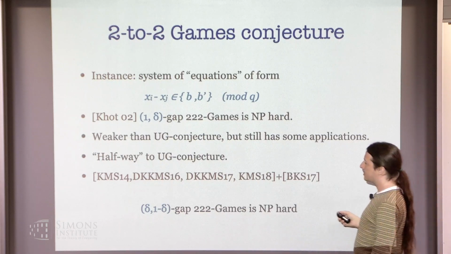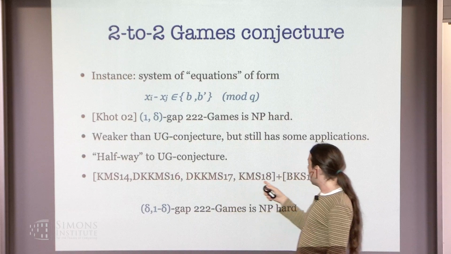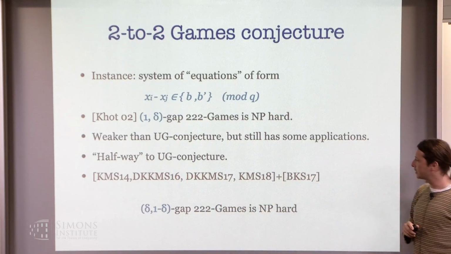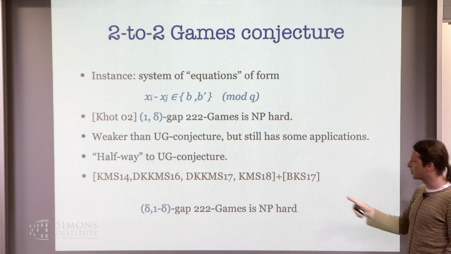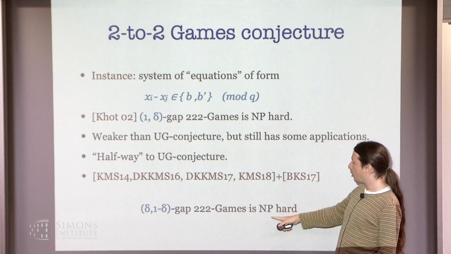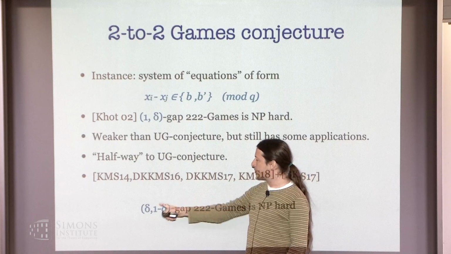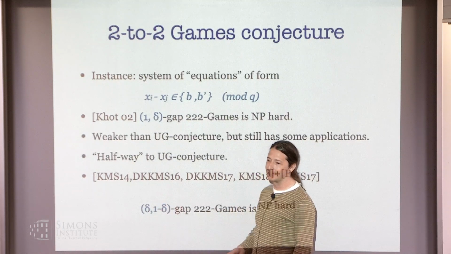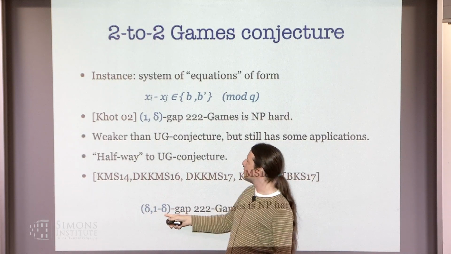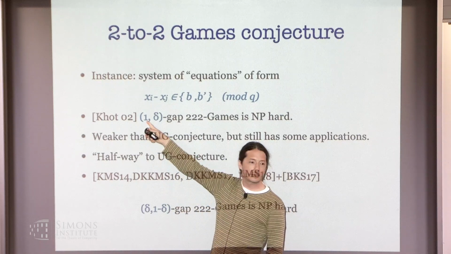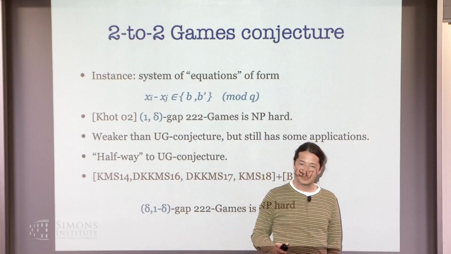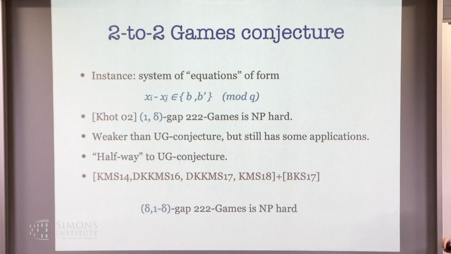Yeah, and the point is that if you take all of these papers plus this contribution by Barak, Kothari, and Steurer, you get almost the 2-to-2 games conjecture, except that, first of all, I switched the order between delta and 1 minus delta, and also instead of 1, I have 1 minus delta. So it's almost perfect completeness instead of perfect completeness.